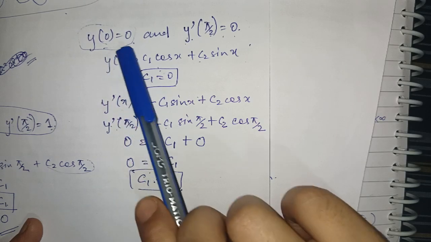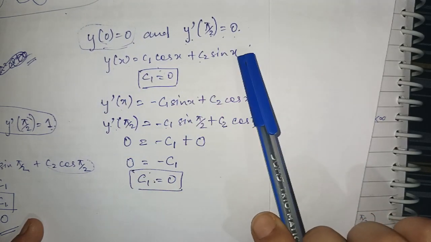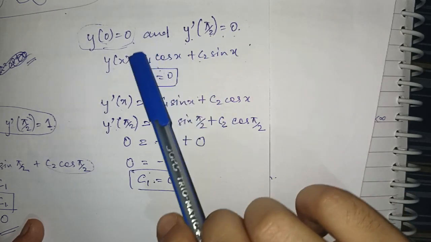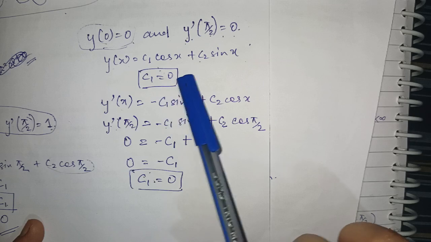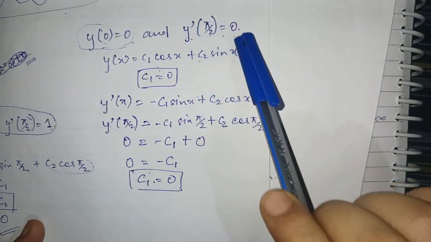So here when we put x as 0, y(0) will become 0. c1 cos 0, c2 sin 0, and you know that this term will become 0. This will become c1, so 0 equals c1. We'll get c1 as 0. Now try putting the second condition.